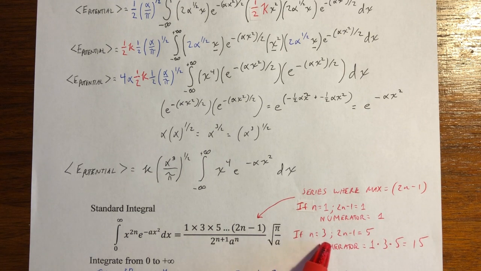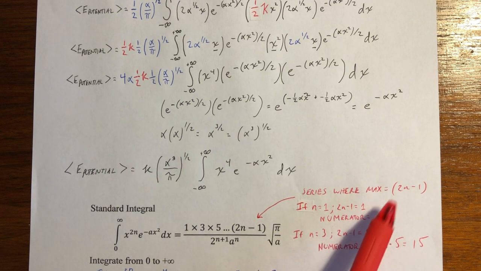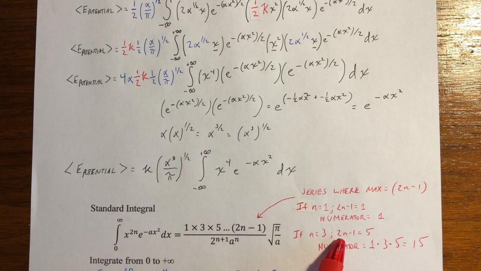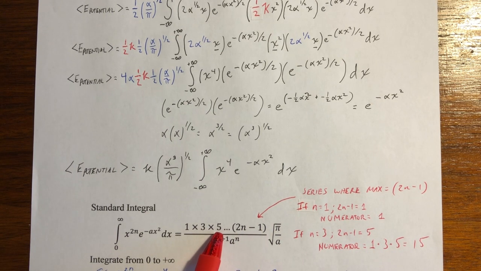If, however, n was equal to 3, our maximum value, 2n minus 1, would be equal to 2 times 3, which is 6, minus 1, which would be 5. So then our numerator would actually be 1 times 3 times 5, because 5 shows up as being our maximum value. So what you have to do is multiply by every number in the series up until your maximum value. In this case, for n equals 3, that maximum value is 5, and so the numerator would become 15.